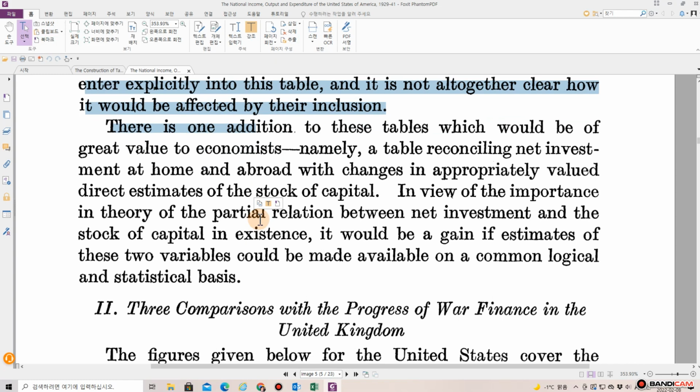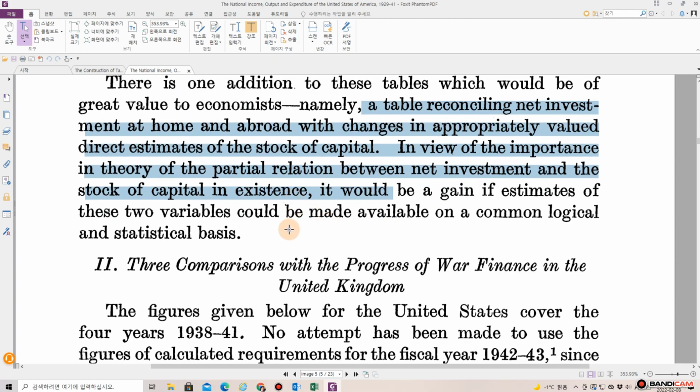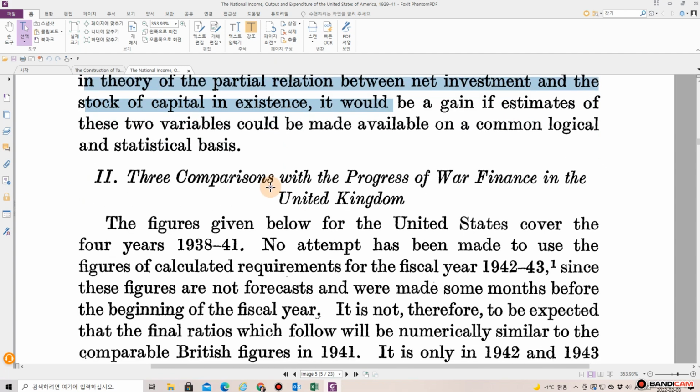There is one addition to these tables which would be of great value to economists, namely a table reconciling net investment at home and abroad with changes in appropriately valued direct estimates of the stock of capital. In view of the importance in theory of the partial relation between net investment and the stock of capital in existence, it would be a gain if estimates of these two variables could be made available on a common logical and statistical basis.